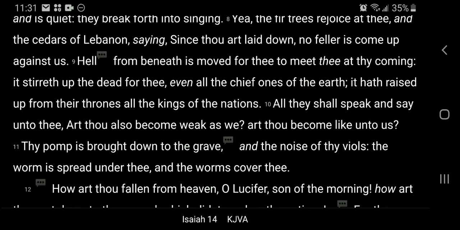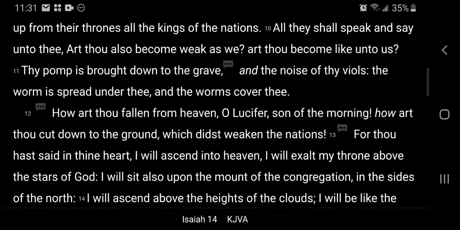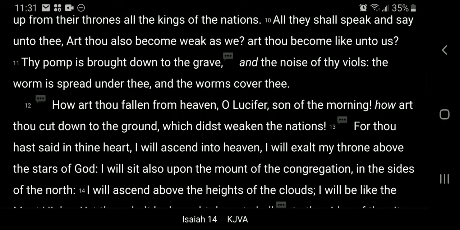Verse 9, hell from beneath is moved for thee to meet thee at thy coming. It stirreth up the dead for thee, even all the chief ones of the earth. It hath raised up from their thrones all the kings of the nations. Okay, this is talking about the future. All they shall speak and say unto thee, art thou also become weak as we? Okay, art thou become like unto us? Thy pomp is brought down to the grave, and the noise of thy viols, the worm is spread under thee, and the worms cover thee. You see?